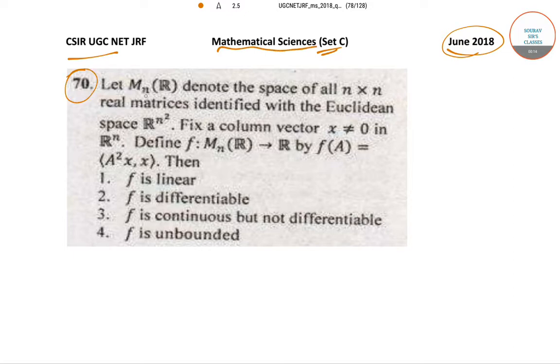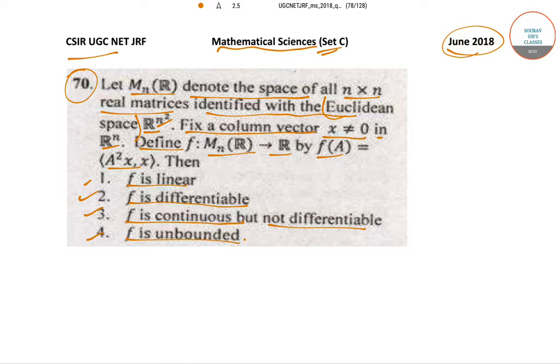In question number 70 it has been said that let Mn of R denote the space of all n cross n real matrices which are identified with the Euclidean space R of n square. Now if we fix a column vector x which is not equal to 0 in Rn, and f is defined from Mn of R to R as f of a is equal to inner product of a square x comma x. Then option 1 f is linear, option 2 f is differentiable, option 3 f is continuous but not differentiable, and option 4 f is unbounded.